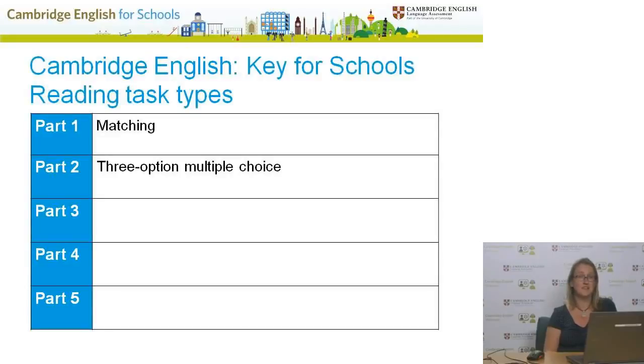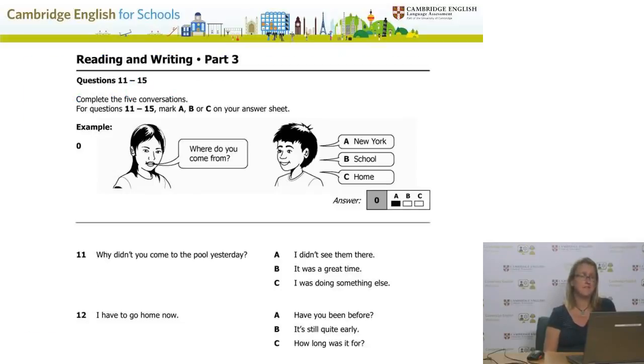The second task in the reading test is a 3-option multiple choice. And the third task is a 3-option multiple choice and matching. Here's the first part of part 3 for you to look at. For each 2-line dialogue, the candidates have to select the correct response from the 3 options they are given.